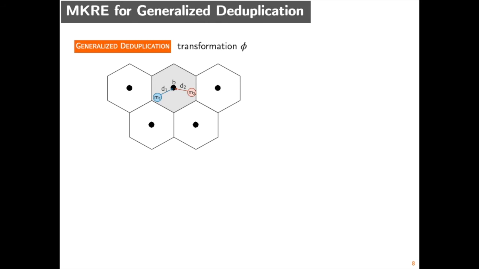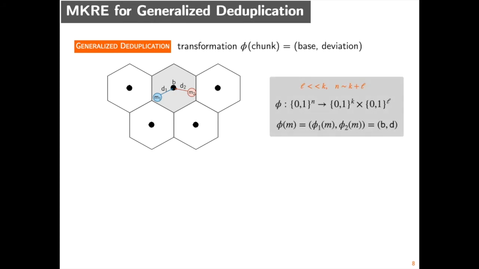A bit more formally, this transformation phi will take as input a chunk, which is a file, a message, and return a base and a deviation. For compression interests, we would like the deviation to be fairly small, so this value L is smaller than K, which is the size of the bases, and that the way we split our message into base and deviation doesn't have much overhead compared with storing the actual initial message.